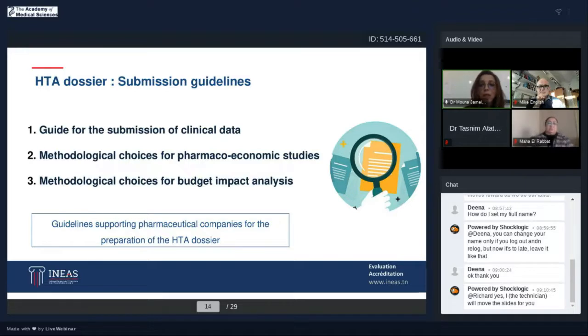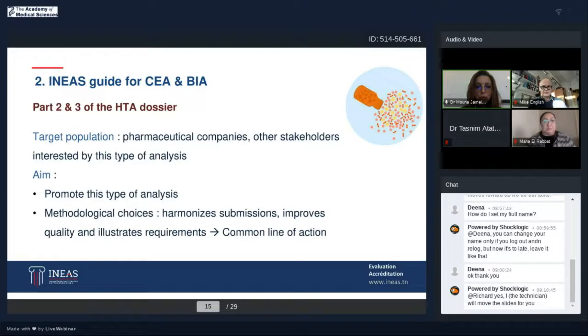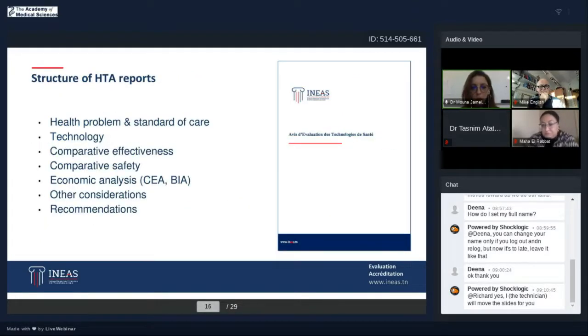And you know, these last two guidelines were done through a collaboration with WHO, but also with the Canadian HTA body, which is INESSS Quebec. As I said, this is very quick. So we target through these guidelines the pharmaceutical companies, but also all the stakeholders who are interested in this type of analysis, including, of course, researchers and universities. And we aim through this to have a common line of action regarding the economic analysis of these drugs.